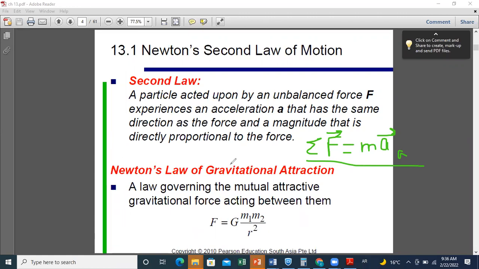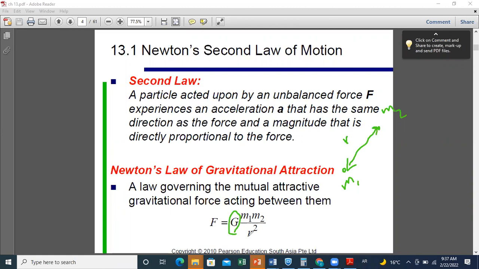Now, concerning Newton's law of gravitational attraction, this law will give us the force of attraction between any two particles. It states that if we have a particle of mass m1 and another particle of mass m2, and the distance between them is equal to r, the gravitational attraction between them is given by a certain gravitational constant G times m1 m2 over r squared.